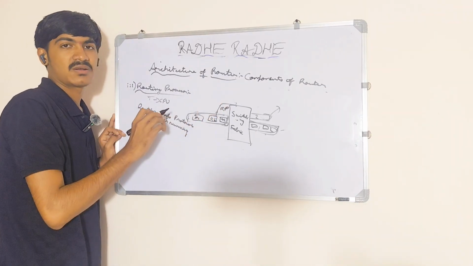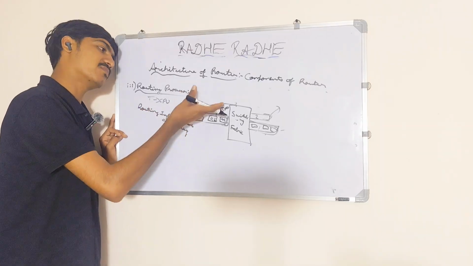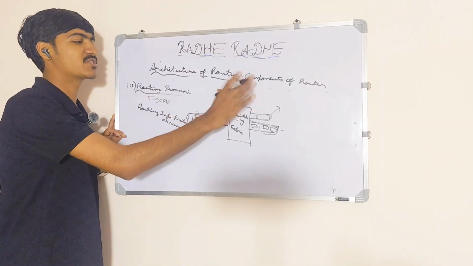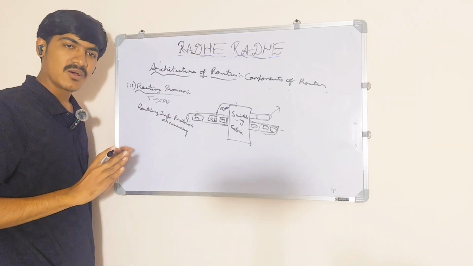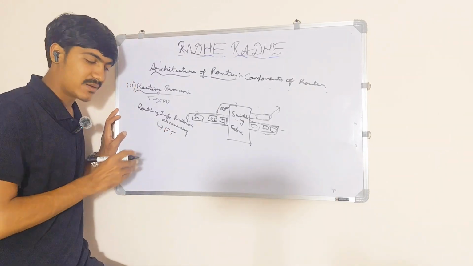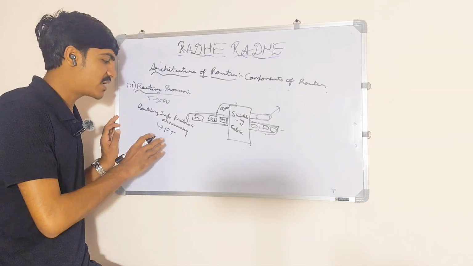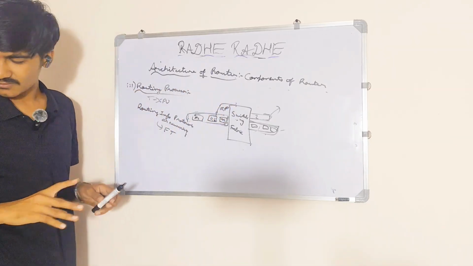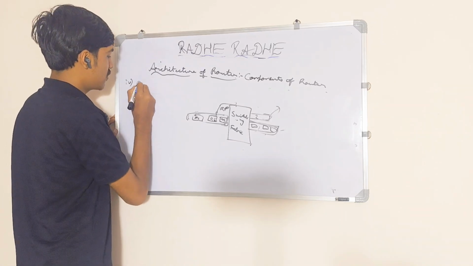Suppose this router is using the distance vector algorithm. The routing processor will use the distance vector algorithm. On the basis of that, it will decide which output port to connect. Okay. So this is the place where the forwarding table is actually getting used. The forwarding table is actually placed in the routing processor. Okay.